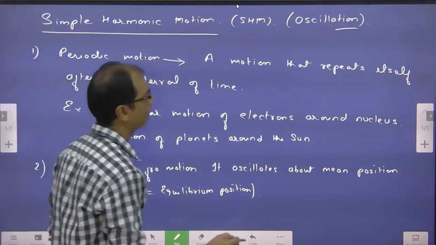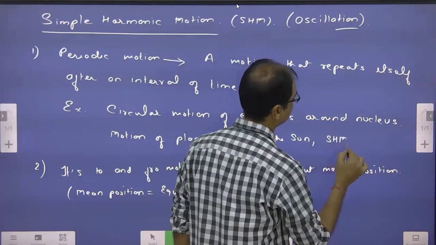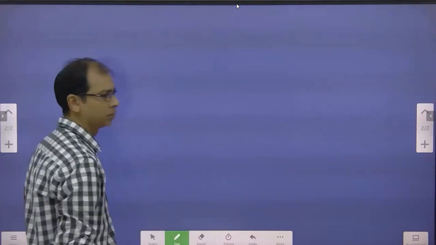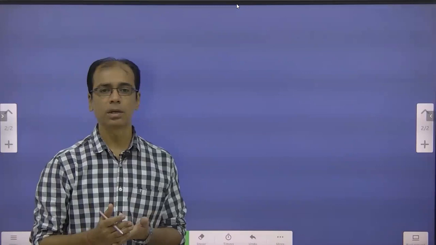And here one more thing you add. In this one, I didn't add SHM. SHM is also periodic, okay? This example is SHM also. Completed? Yes, sir. Okay, everybody? Yes, sir. So SHM is periodic. SHM is to and fro.